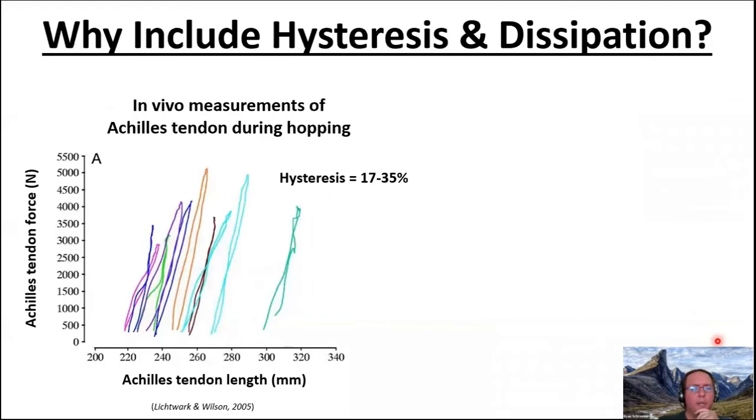Now, why do we include this dissipation? Well, we can look at some in vivo measurements of the Achilles tendon during human hopping. So we're looking at the tendon's force versus its length change for 10 different subjects. And we get measures of hysteresis somewhere between 17 and 35%. So tendons are decent springs, but they're not perfect springs. They do have some losses in them, and we think that could play a role.